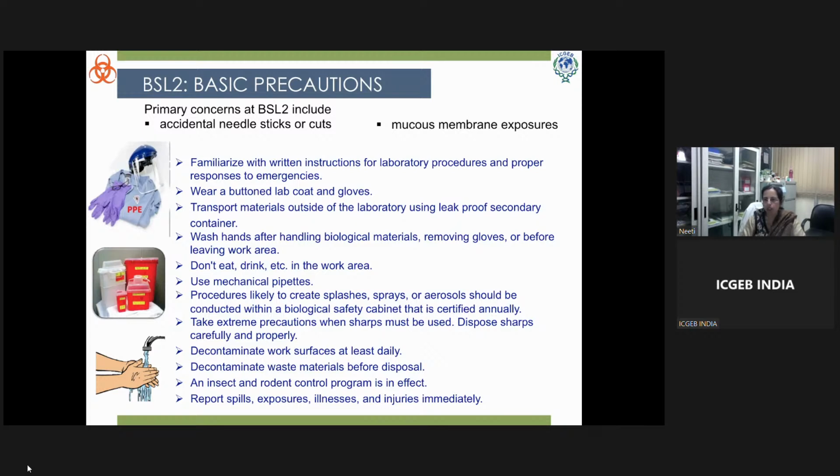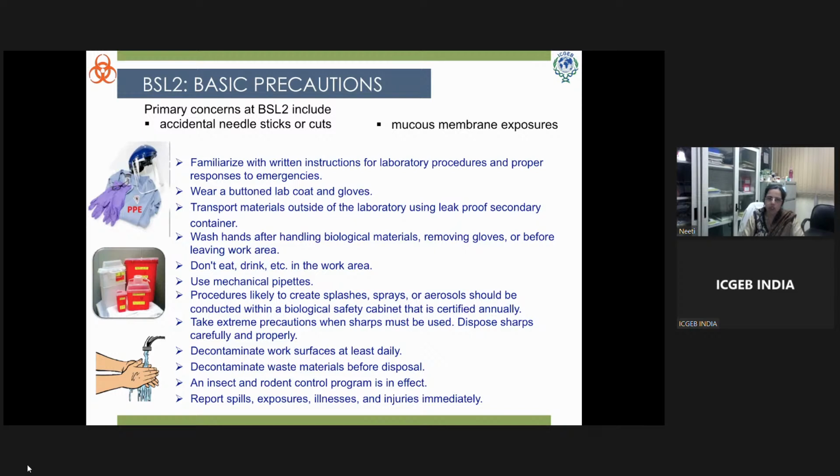Whenever transporting materials across laboratories, it is better to use leak-proof secondary containers, so that in case of an accidental fall or a spill, it is contained within this container and is easy to handle. It's better to wash hands after handling the biological materials. Washing hands before starting work and after completing the work is an essential basic etiquette. Wash hands, put on gloves, do the work, and then remove the gloves and wash the hands before leaving the area, in that order.